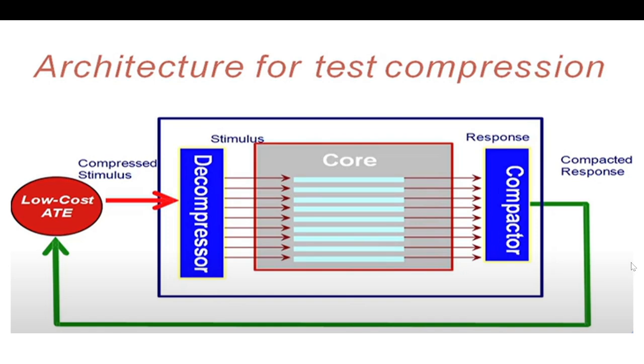Next, architecture for test compression. So as we said, we have a low cost ATE. We have some memory, so we are not changing the memory. Instead, to accommodate higher test patterns we are compressing and storing here. In the circuit, this is our circuit, we are decompressing it. At the output, we are using a compactor to obtain the compacted response.